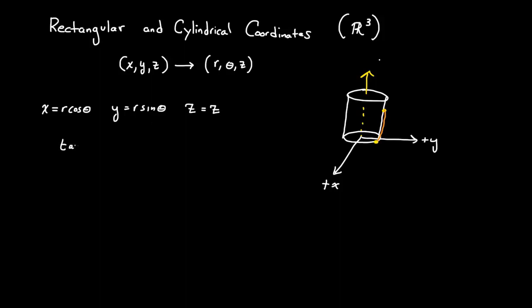The relationships we talked about earlier still exist. Tangent of theta is still y over x. The cosine of theta is still x over r. And of course the Pythagorean theorem: x squared plus y squared is still equal to r squared. r is going to be greater than or equal to 0, like we talked about just moments ago. And theta we will restrict between 0 and 2 pi. In this case, we can still obtain all the points in R3.